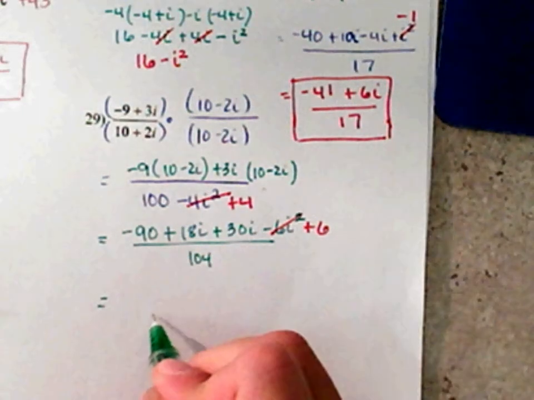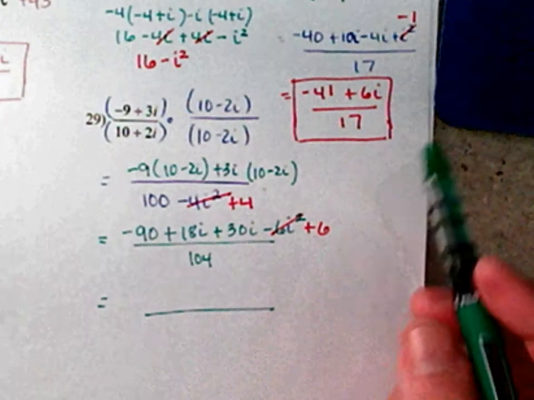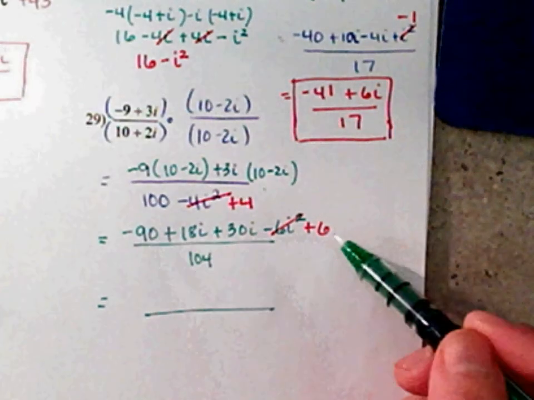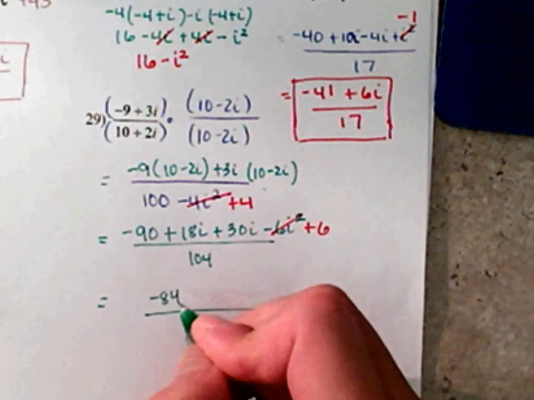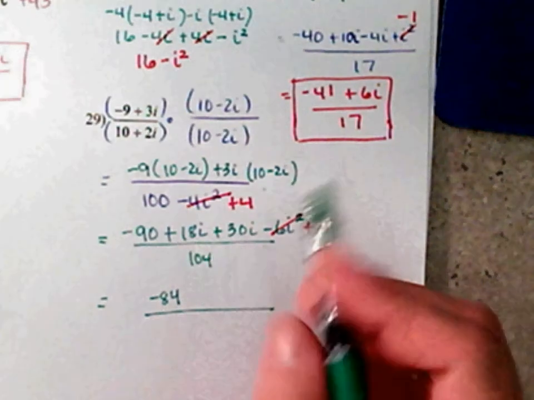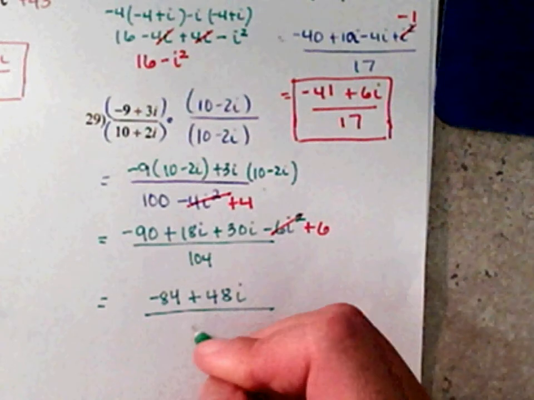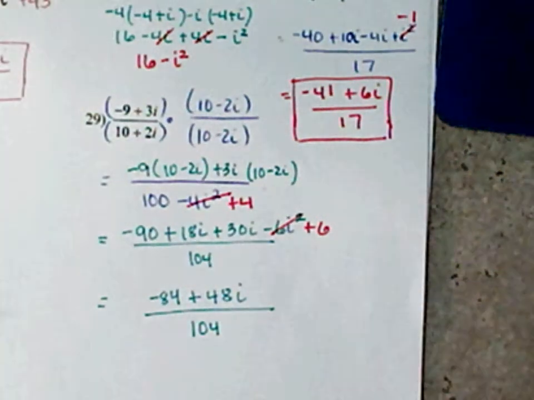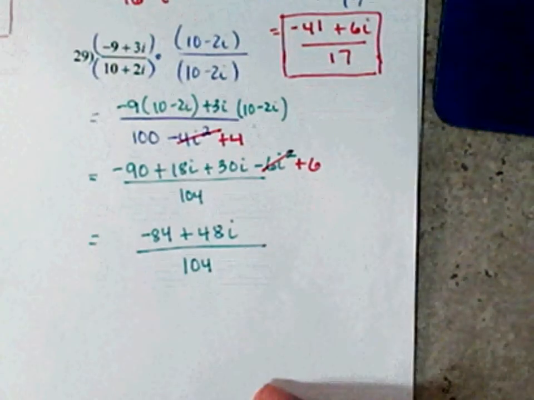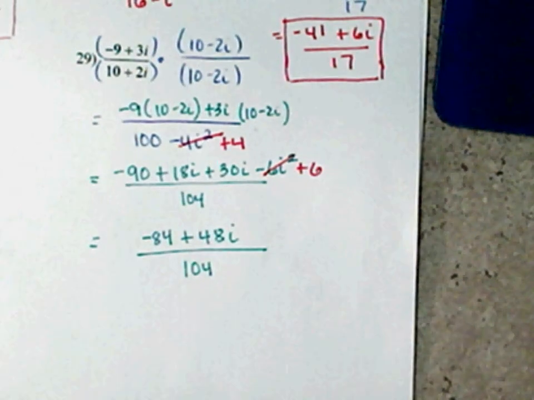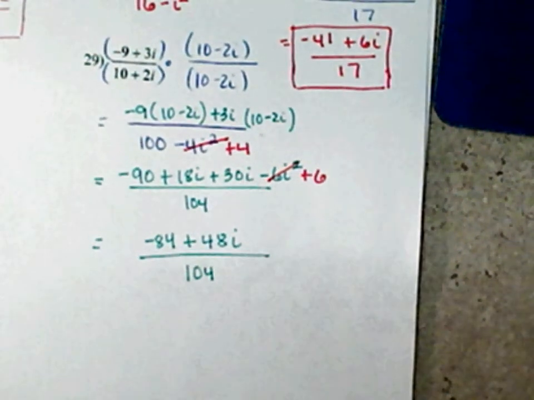Simplify. Take care of your real numbers first. Negative 90 plus 6 is negative 84. 18i plus 30i comes out to be positive 48i. All of that over 104. Okay? Do you guys see anything you can simplify with? Well, I want to see if 4 goes into all of them.